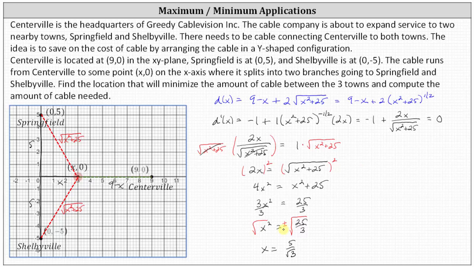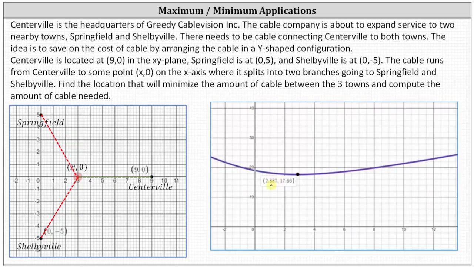Now for the next step, we need to verify whether d of x is minimized or maximized at x equals 5 divided by square root of 3. So we could analyze the graph of d of x, or we can apply the second derivative test by determining the second derivative and then verifying that d of x is concave up at the critical number, indicating we do have a minimum at x equals 5 divided by square root of 3. I did analyze the graph quickly, and it did verify that we do have a minimum at x equals 5 divided by square root of 3. But let's also apply the second derivative test.